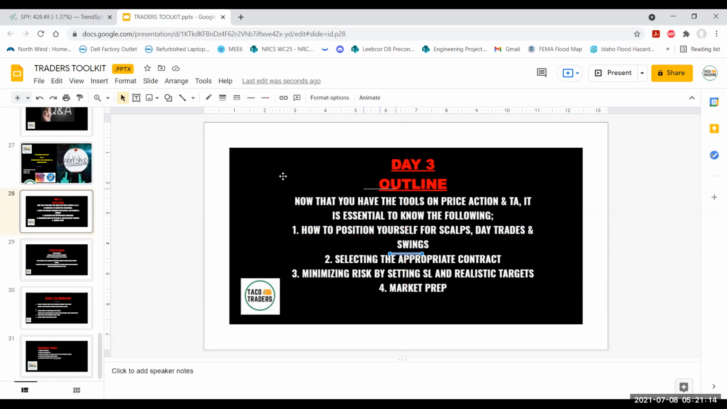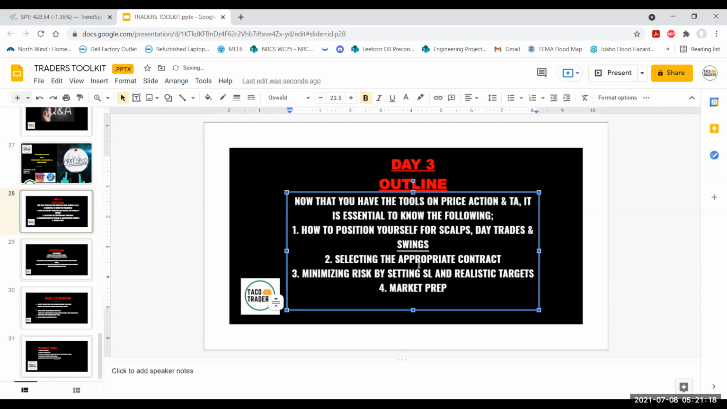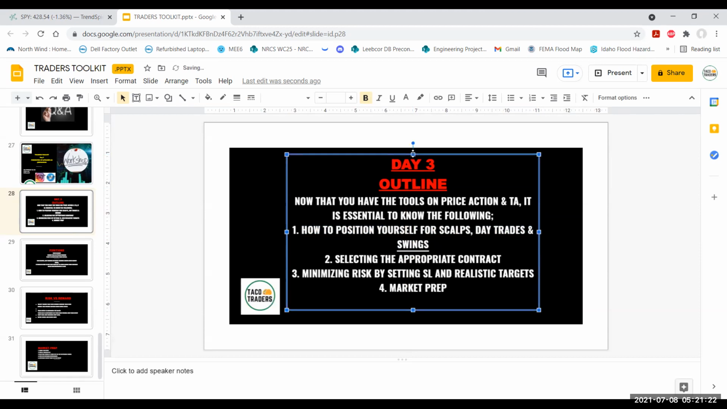And then we're going to talk about selecting the appropriate contract. Some of you that took our course already are experts on this, but we're going to briefly talk about this. And then we're going to talk about minimizing your risk by setting stop loss, which is very important, especially at this time when we have very uncertain markets, as some of you have noticed already this morning, with futures being down. And setting realistic targets. And then we'll talk about market prep.